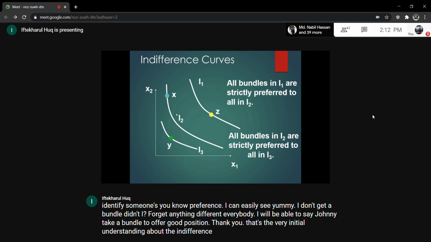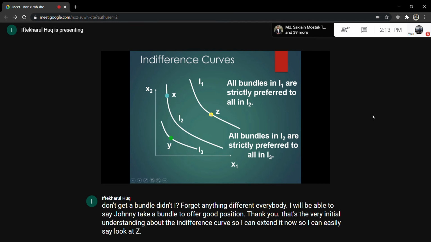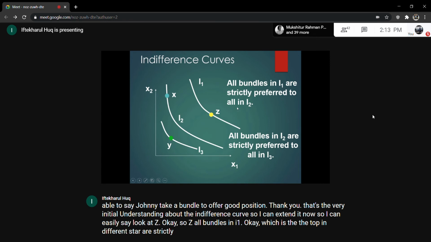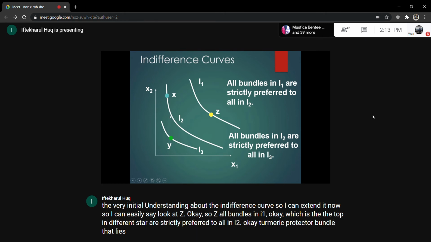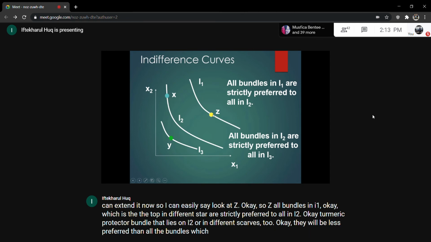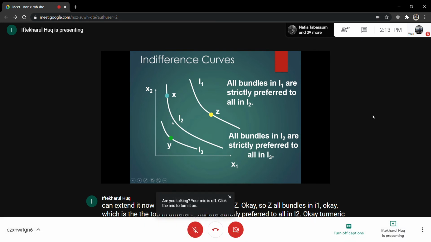So I can extend it now. Look at Z. All bundles in I1, which is the top indifference curve, are strictly preferred to all in I2. Okay, that means every bundle that lies on I2, or indifference curve 2, will be less preferred than all the bundles which lie on indifference curve 1, because it is below it, the same argument, right?